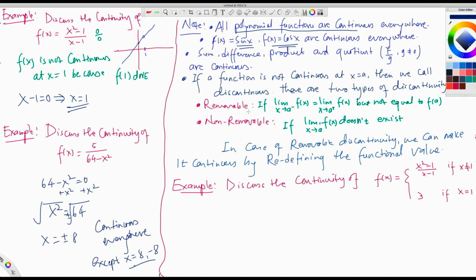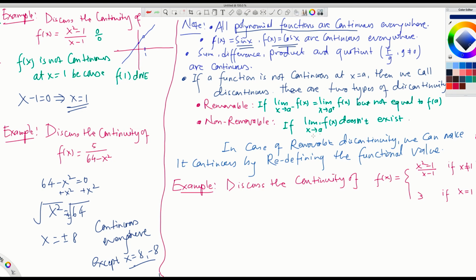We call it removable discontinuity, meaning the limit exists but the functional value either may not exist or it is not equal to the limit. Okay, if the limit exists but the functional value is not equal to the limit, because left limit and the right limit equal means the limit exists, right? Limit exists but the functional value is not equal to the limit. That is called removable discontinuity. And non-removable is if the limit does not exist, then we don't worry about the functional value. If the limit does not exist, then it is called non-removable discontinuity.